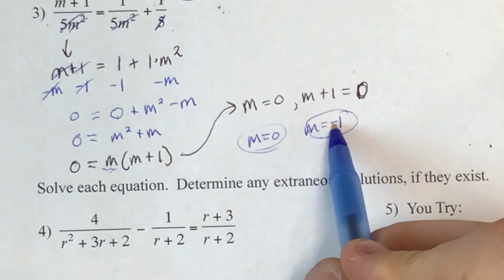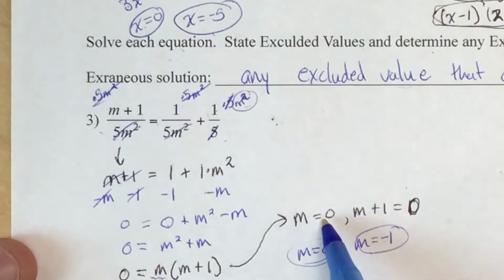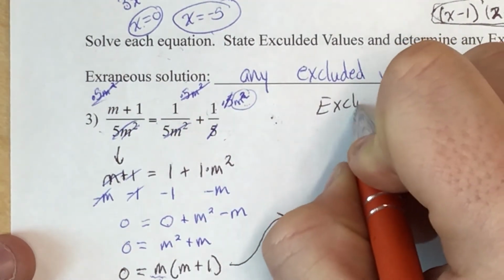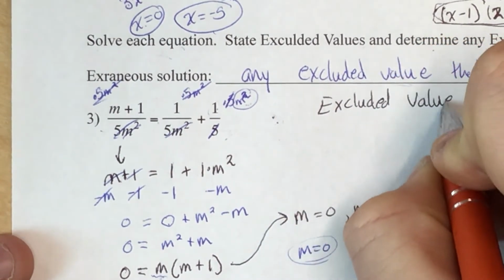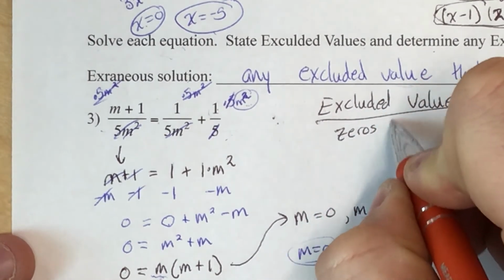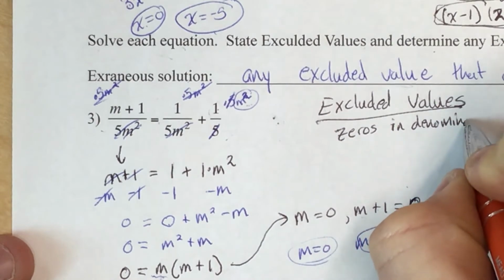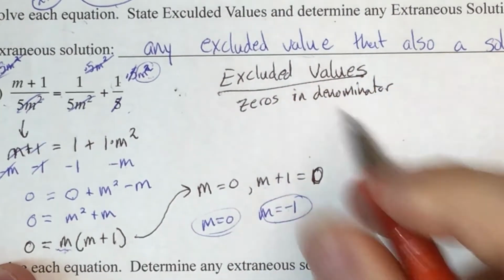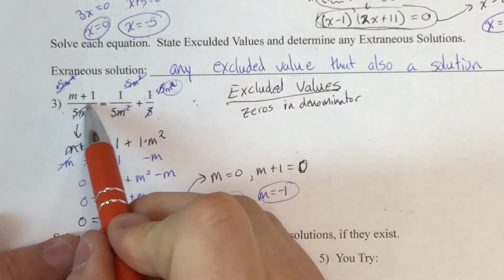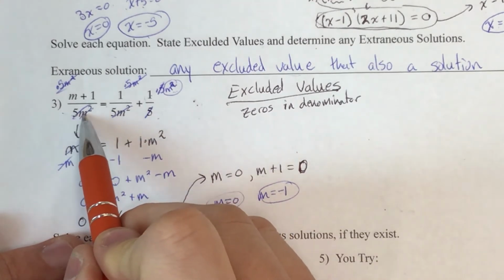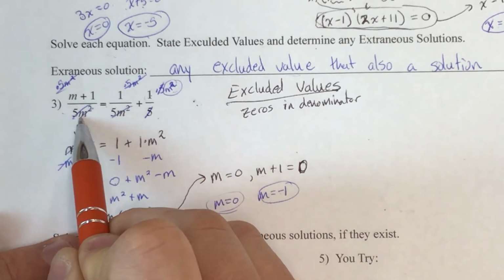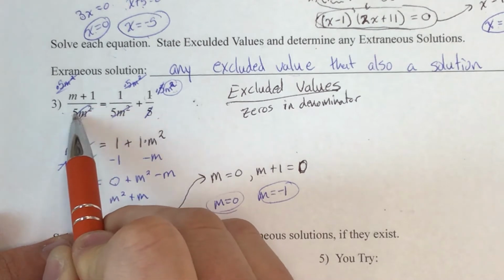Now this is great. These are both solutions when we solve it algebraically. But if I go back up to the original equation and we talk about the excluded values, we know that excluded values are zeros in the denominator. Because you can't divide by 0, that makes the expression or the fraction undefined. So if I'm jumping over to this m squared, the value that I would substitute in for m to make 5 times m squared 0 is just 0, because 0 squared is 0 times 5 is still 0.